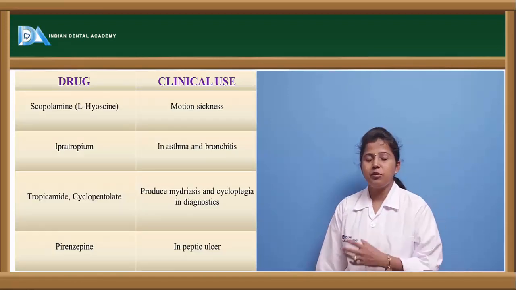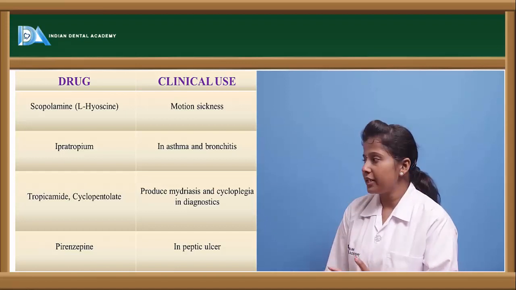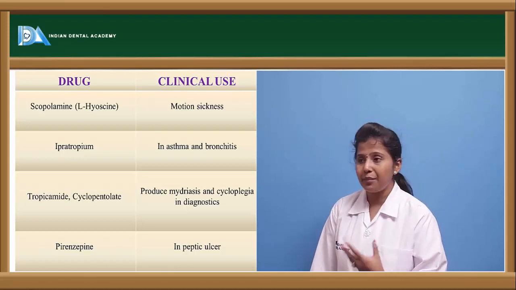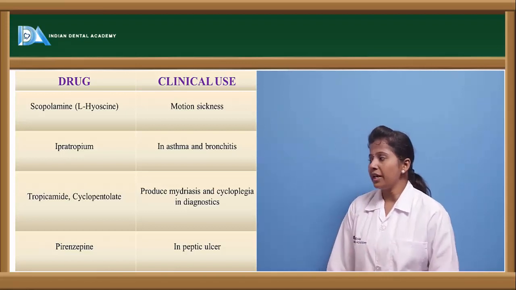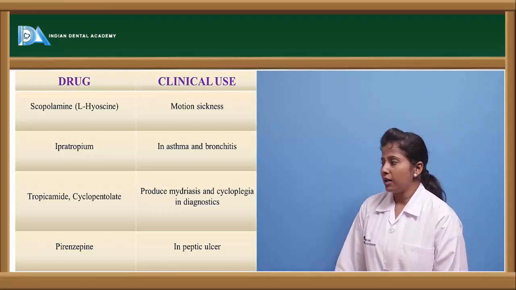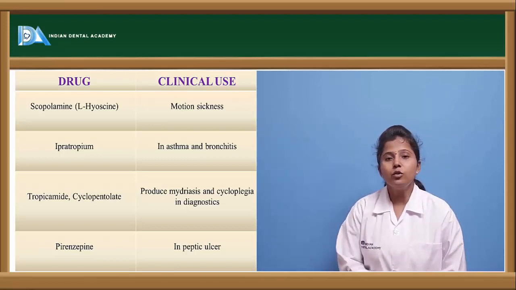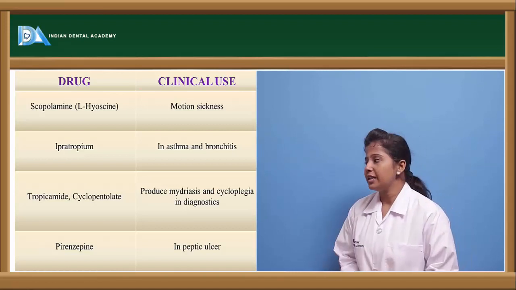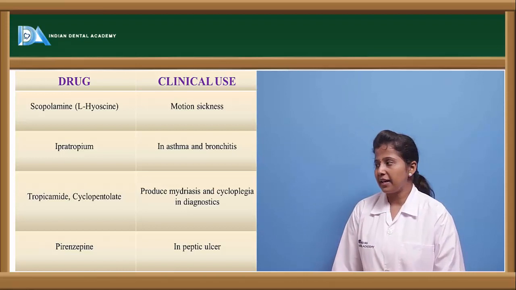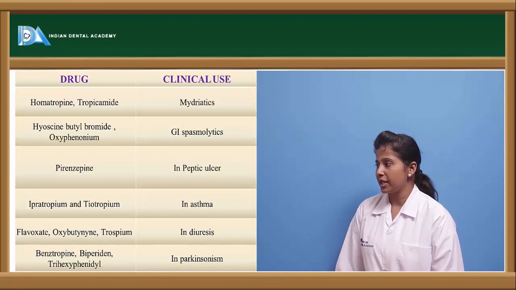Here we can see the tabular format of the drugs and their clinical use. Scopolamine is mainly used in motion sickness. Ipratropium bromide is recommended in asthma and bronchitis. Tropicamide as well as cyclopentolate are mostly used to produce mydriasis and cycloplegia in diagnostics. Pirenzepine is used in peptic ulcer. Not only pirenzepine, glycopyrrolate is also used to decrease gastric acid secretion.